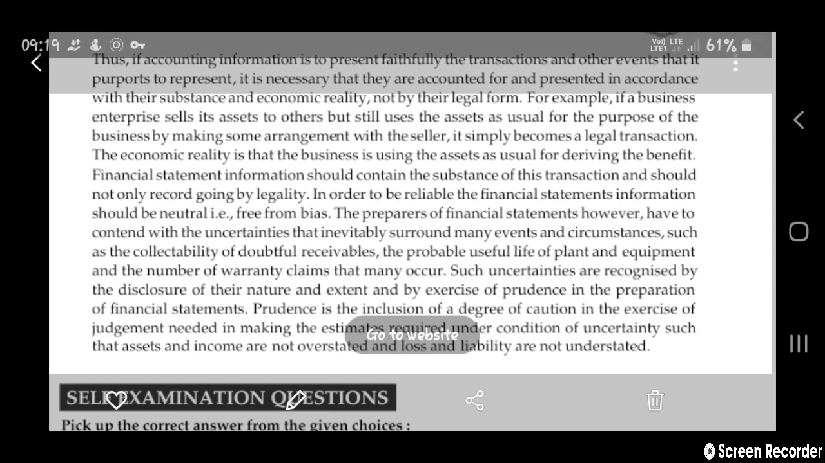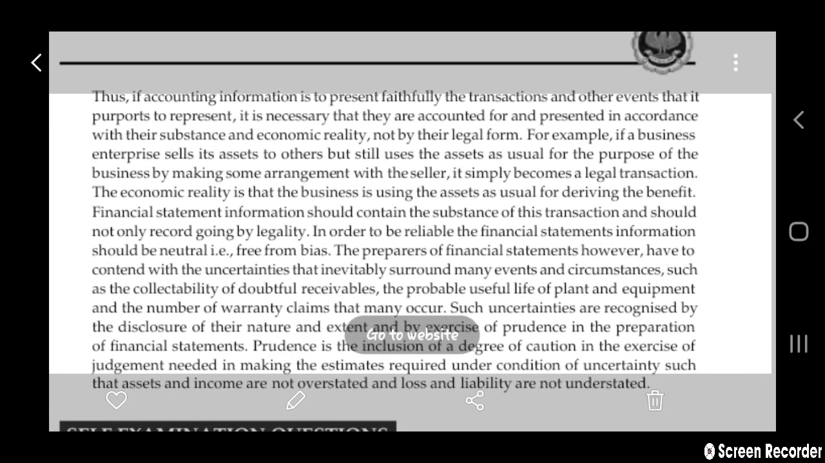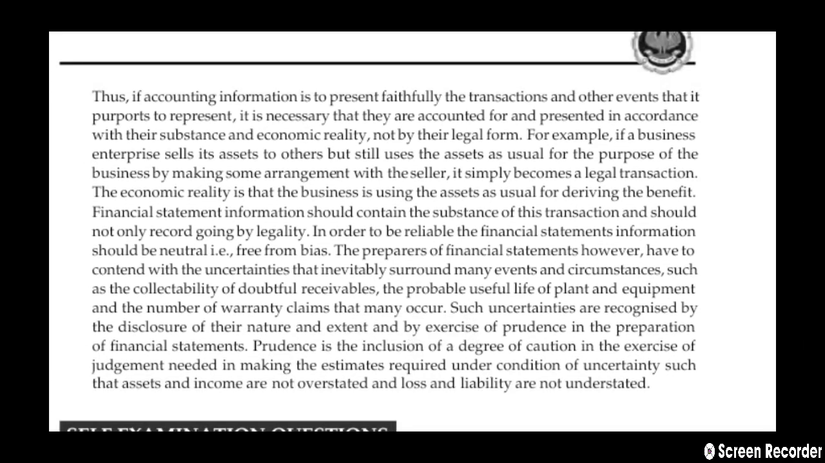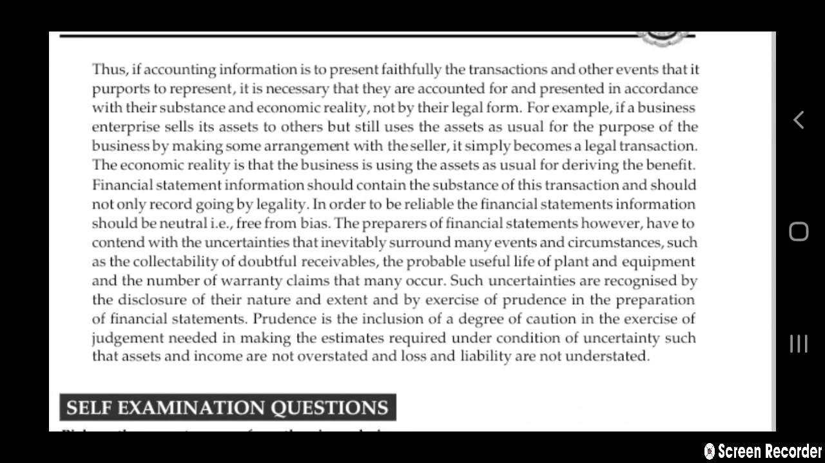The preparers of financial statements, however, have to contend with uncertainties that are sometimes inevitable, and that surround many events and circumstances, such as the collectability of doubtful receivables, the probable useful life of plant and equipment, and the number of warranty claims that may be made against the company. Such uncertainties can be recognized by disclosure of their nature and extent, and by the exercise of prudence in the preparation of the financial statements.